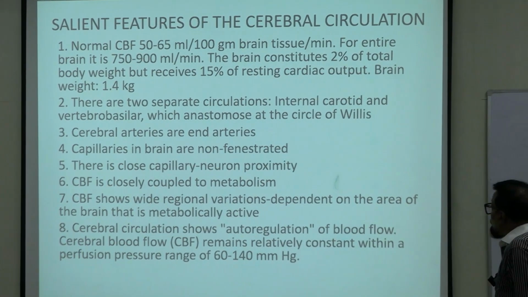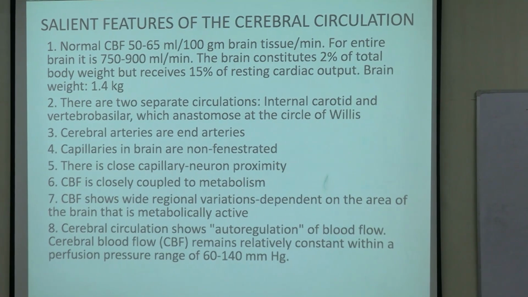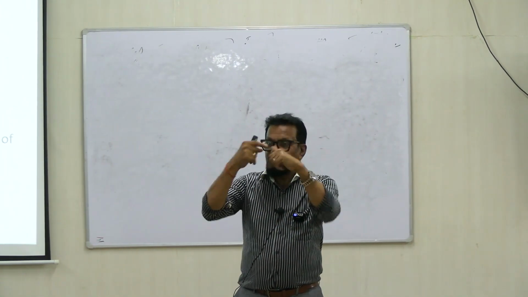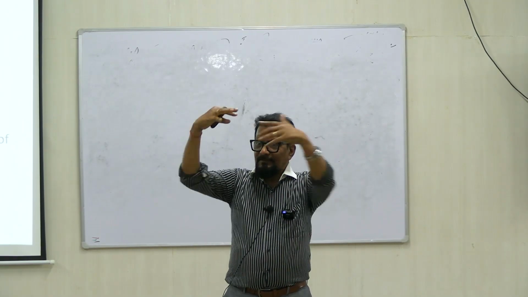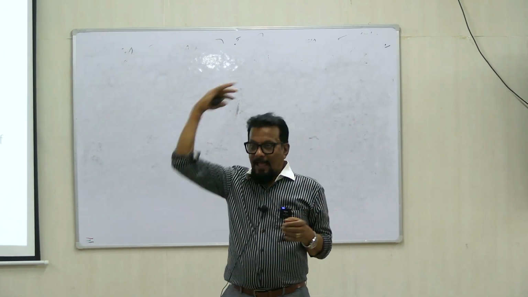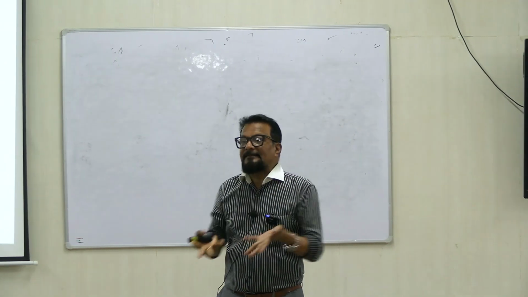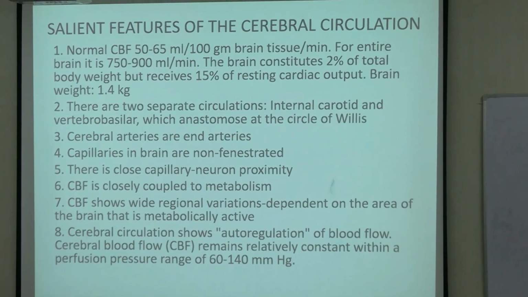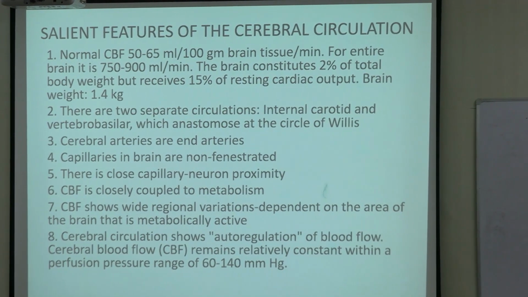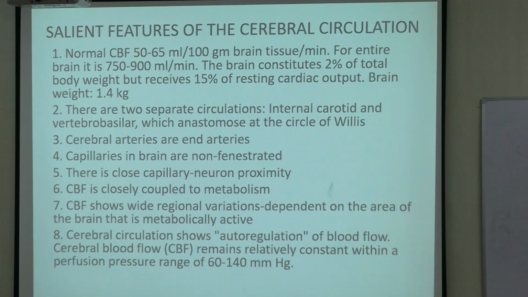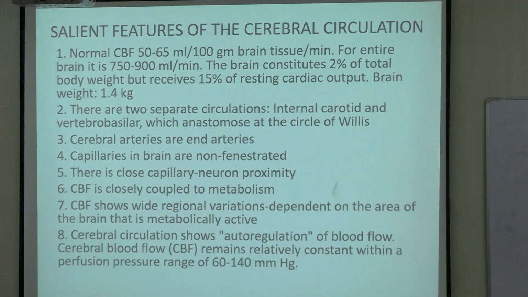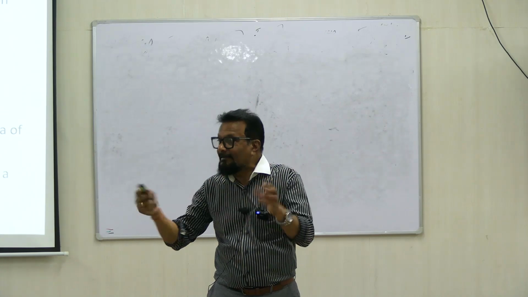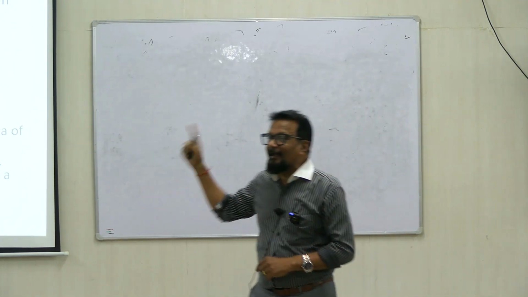Okay. There are two separate circulations we have seen. One is through the basilar artery, another through the internal carotid arteries. They form the circle of Willis. From these, the anterior, middle and posterior cerebral arteries originate, and they supply the brain tissues. Cerebral arteries are end arteries. The only anastomosis channel you will get is in the circle of Willis. But when these arteries are entering the brain, they don't form any anastomotic channel. That means these arteries are end arteries.